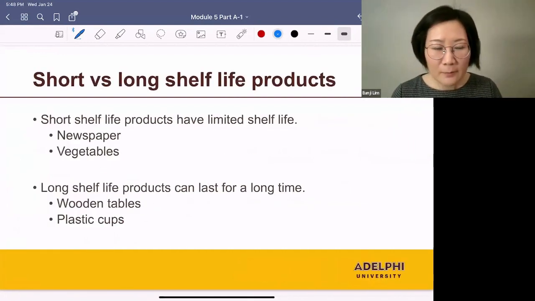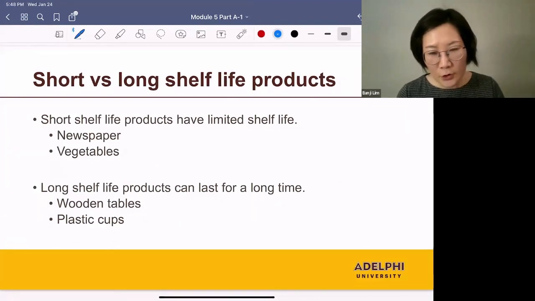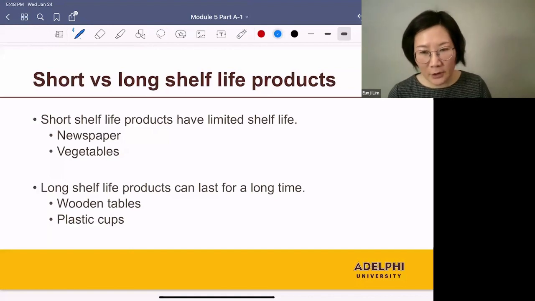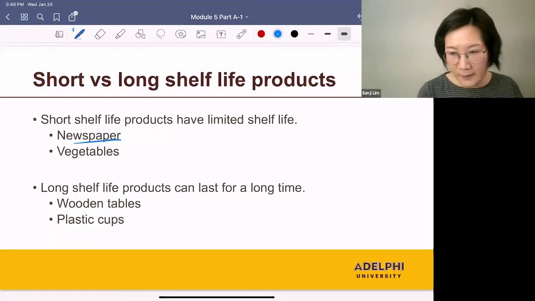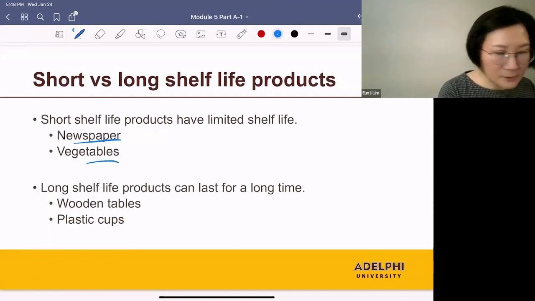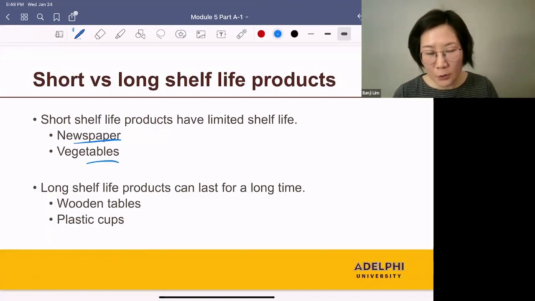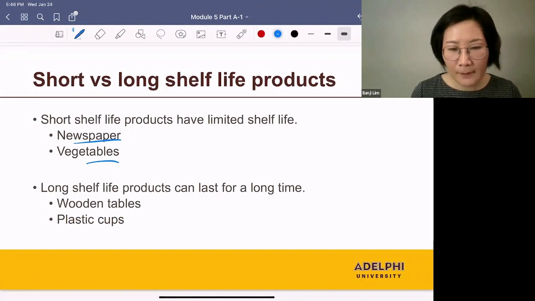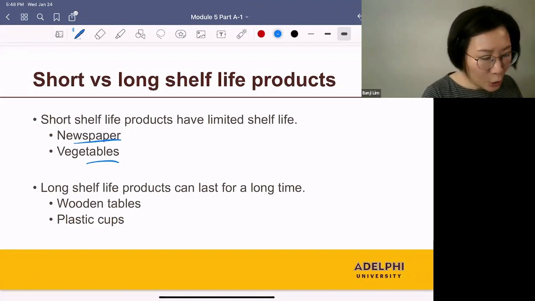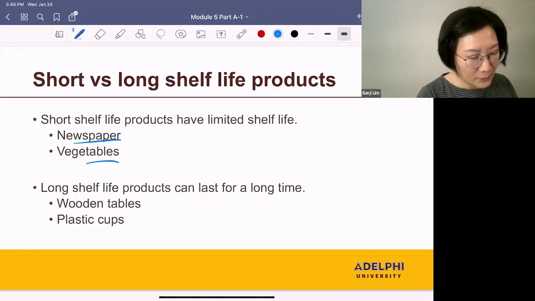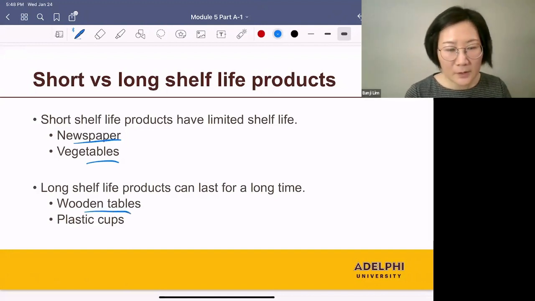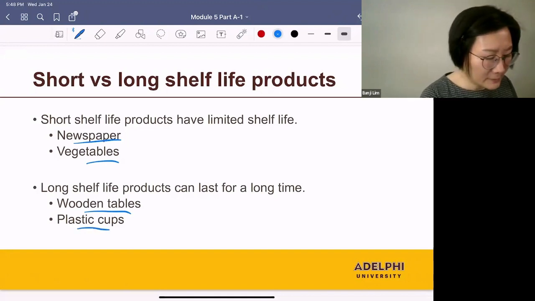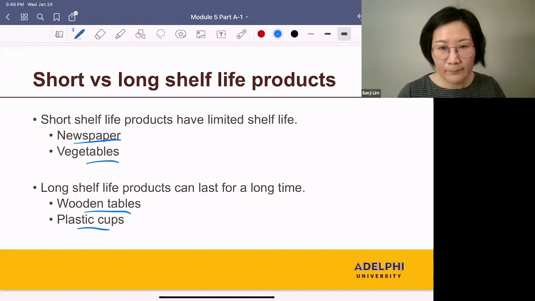Next, what do you mean by short or long shelf life products? Short shelf life products have limited shelf life. For example, newspaper is good for 1 day, and vegetables are good for a few days. They have short shelf life. On the other hand, long shelf life products can last for a long time. For example, wooden tables are good for a long time. Plastic cups are good for a long time.